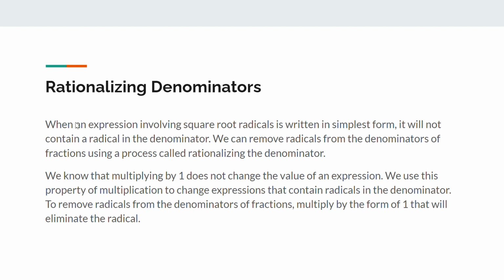Rationalizing denominators. When an expression involving square roots is written in simplest form, it will not contain a radical in the denominator. We can remove radicals from the denominator of fractions using the process called rationalizing the denominator. We know that multiplying by 1 does not change the value of an expression. We use this property of multiplication to change expressions that contain radicals in the denominator. To remove radicals from the denominator of the fractions, multiply by the form of 1 that will eliminate the radical.